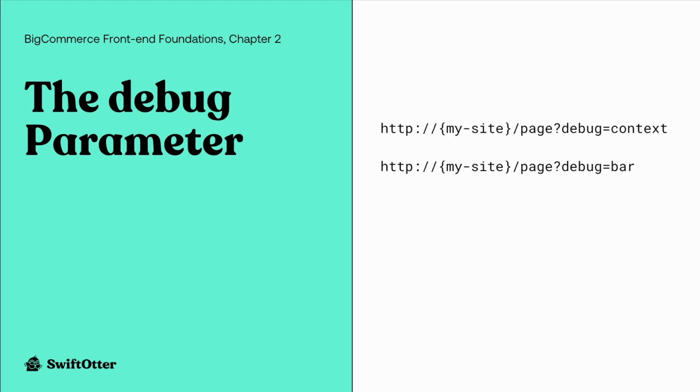This is done in your development environment with a query string parameter called debug. This will not work in a production environment, but in a local environment where your pages are being served by the Stencil CLI server, you can append to your URL this query string parameter called debug that can have the value context or bar, and both of those will trigger a mode that lets you inspect all of the different values and objects available on your page.